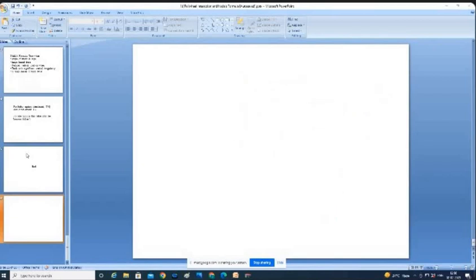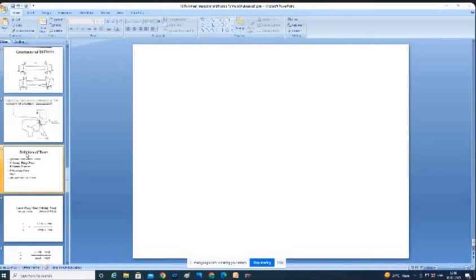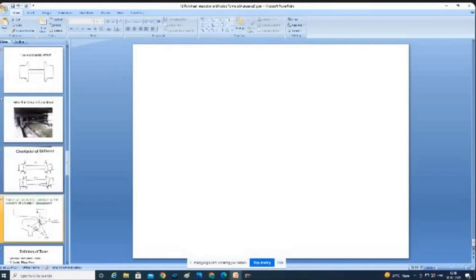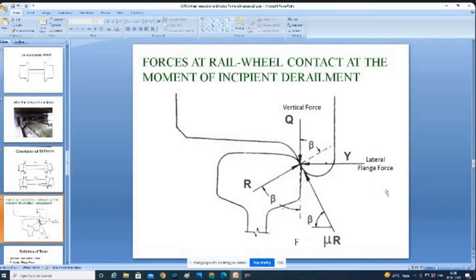Right. Now we'll come back to our discussion once again. Are you able to see the picture, all of you? Yes, sir. Now, here the vertical force I told you about, then the lateral flange force also I told you. Then R is the normal reaction and F is the frictional force.